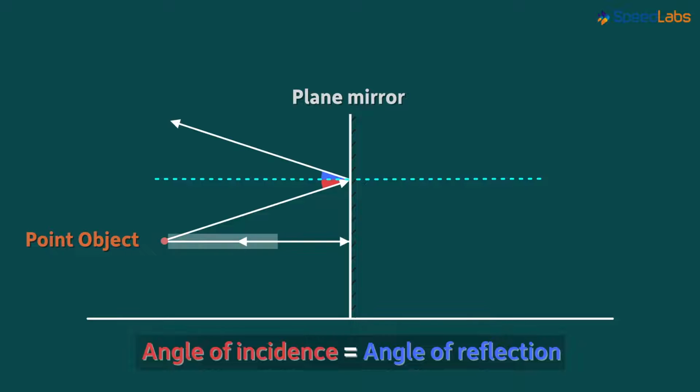If you notice in this case, the reflected ray is coincident with the incident ray. This is because here the incident ray is incident perpendicular to the mirror. So it will be reflected in opposite direction. Okay, now we extend the two reflected rays backwards and the point where they meet behind the mirror is the location of the image. Yes, the image of the point object seems to be formed at this point.